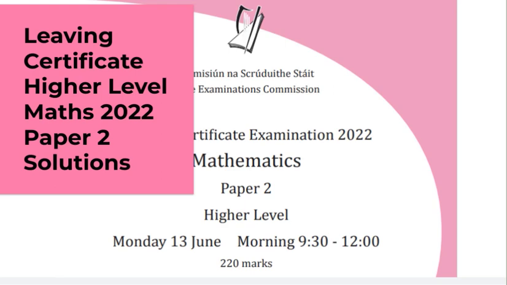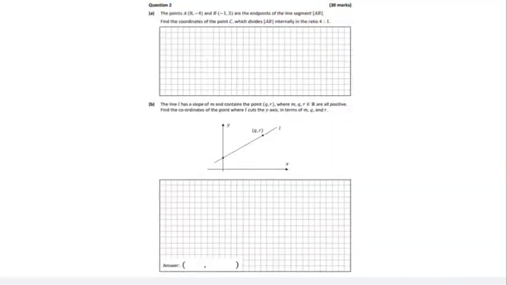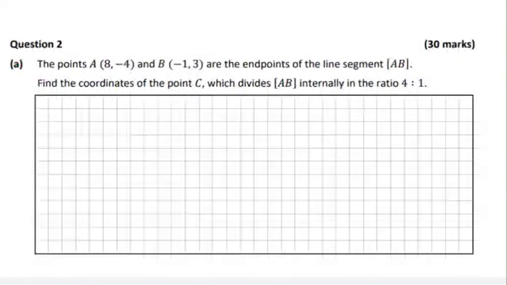We're covering the Leaving Cert Higher Level Paper 2 Question 2. The question relates to coordinate geometry with slopes, division of a line segment and the slope between two lines. So let's look at question 2 part A.